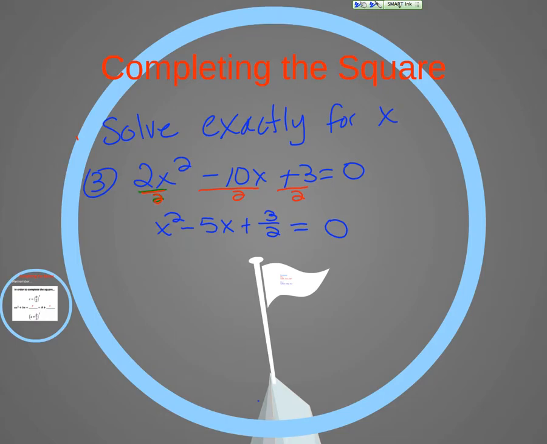Could we make that a decimal, or does it have to stay like that? You've got to do the exact answer, so I would not do a decimal, because it says the exact answer. I hate fractions. Alright, just stick with me here. We have to bring that over and get our blank. So we're going to have x squared minus 5x plus blank equals negative 3 over 2 plus blank.